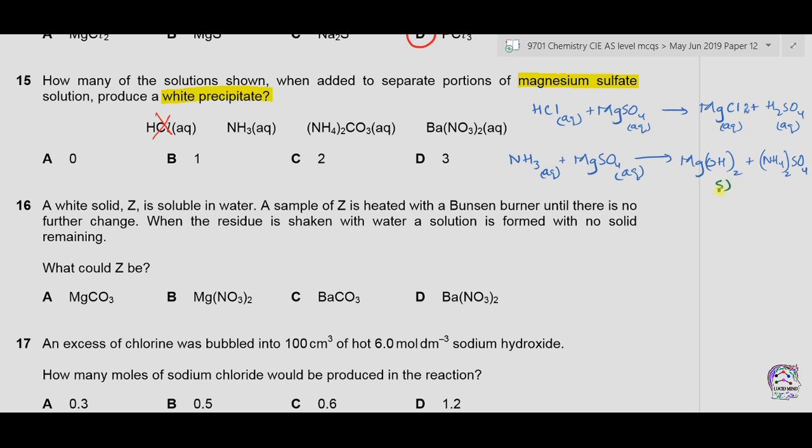Magnesium hydroxide is a white precipitate, so it is in solid form, while ammonium sulfate is a soluble substance. So magnesium hydroxide precipitate is being formed, so therefore it could be NH3.